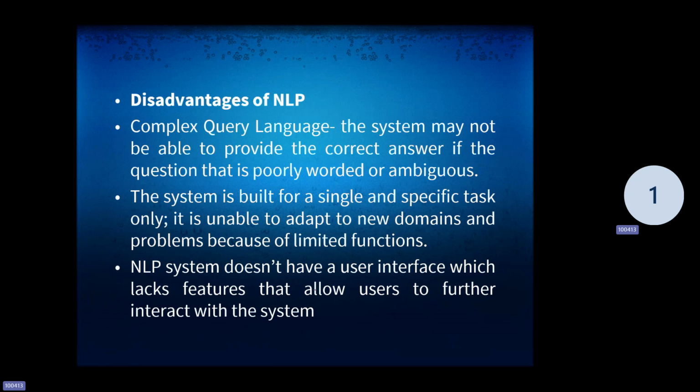Disadvantages of NLP: complex query language. The system may not be able to provide the correct answer if the question is poorly worded or ambiguous. Like "I like bank", if I say it like that, bank is either a river bank or a financial bank. There is an ambiguous word there. So how can NLP provide you the correct answer?